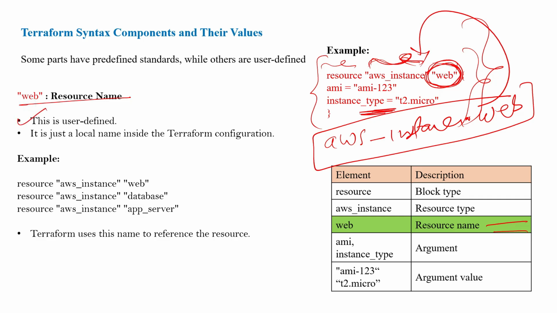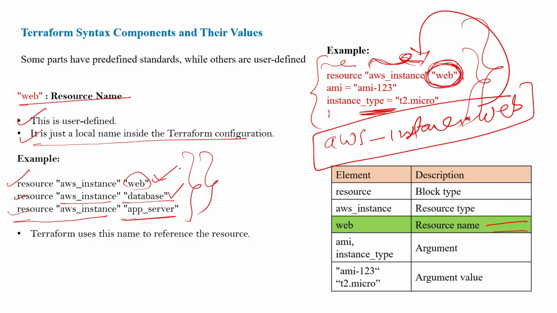So here web is a resource name. This is user defined. You can define any name for this. It is just a local name inside the Terraform configuration, because it is maintained inside the Terraform configuration file. These are a few examples. If you are going to create an instance, you can give any name. For example, if you are creating a web server virtual machine, you can give the name web. If you are creating a virtual machine for a database, you can give the name database. For an application server machine, you can give app_server. These are a few standards that we follow. Otherwise, you can define any name or tag according to your requirement, and this particular resource name is referenced by Terraform internally, and is maintained in the Terraform state file.